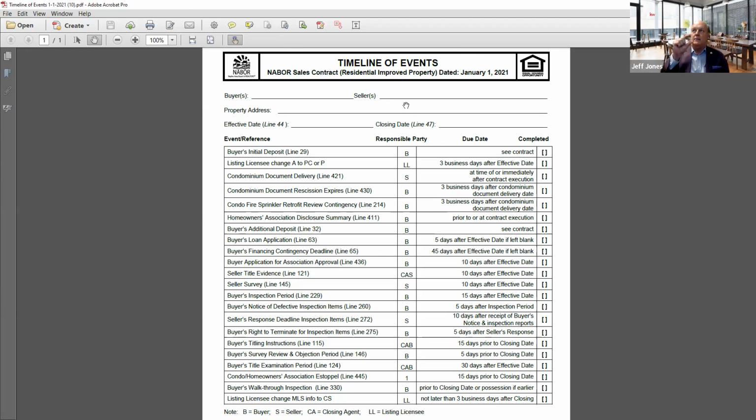The buyer has that little window of 5 days after receiving the response from the seller to decide, hey, this isn't working for me. I'm going to cancel. So people say that in a normal contract, the buyer can't get out. Not true. The buyer can get out if the seller refuses to, or doesn't cooperate by addressing defective inspection items. Okay. Buyer's titling instructions.